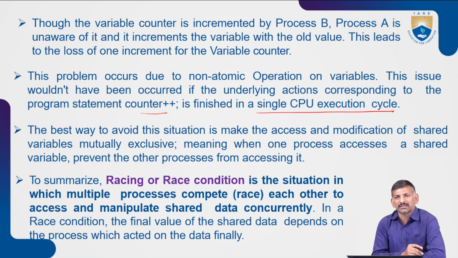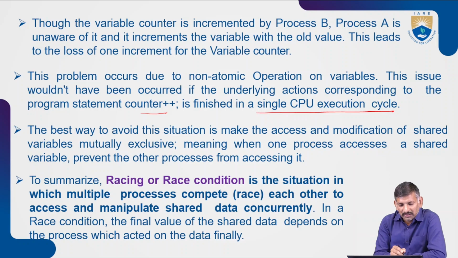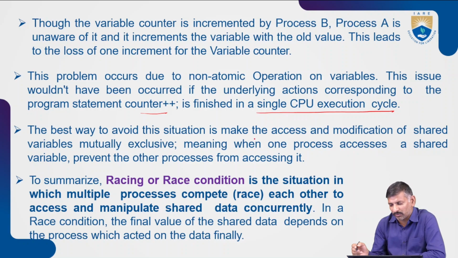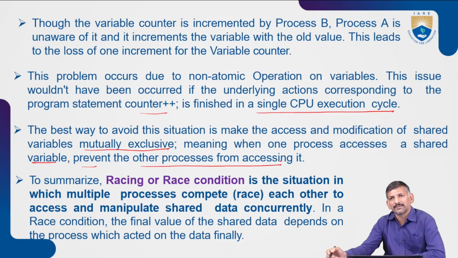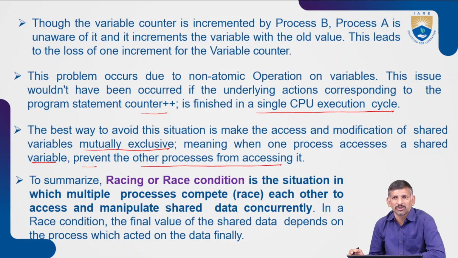If it happens in a single clock cycle, that is not a problem. But if it takes more than one clock cycle, and switching happens during another clock cycle, it may do the wrong operations and lead to wrong results. We get undesired responses. The best way to avoid this situation is to make access and modification of the shared value mutually exclusive. Meaning, when one process accesses a shared variable, prevent other processes from accessing it. When one person is utilizing the service, stop another person from accessing it. That's the only possible solution to avoid conflicts.